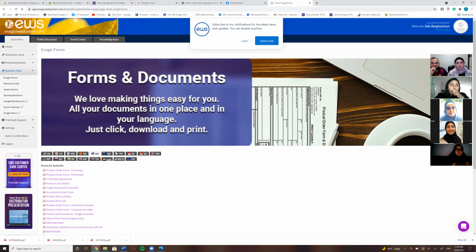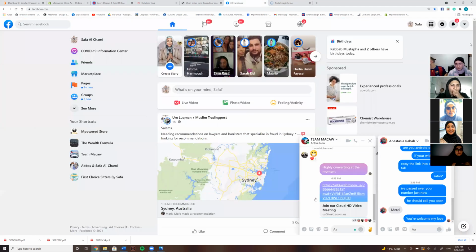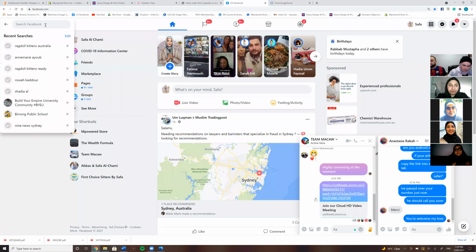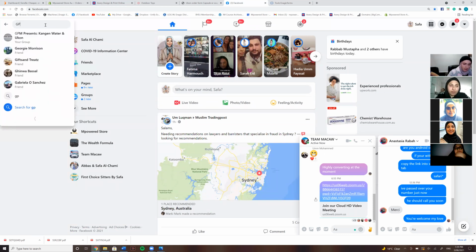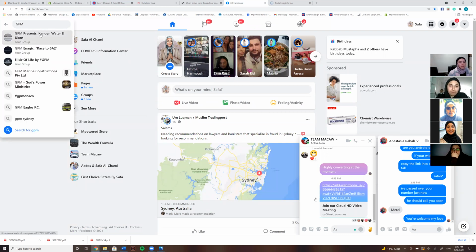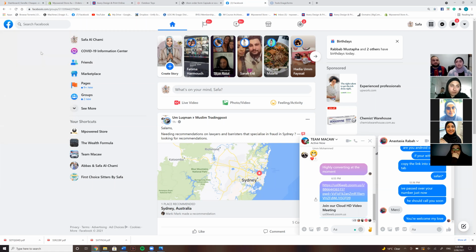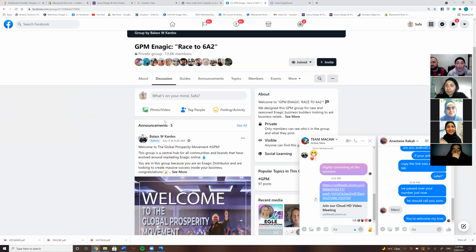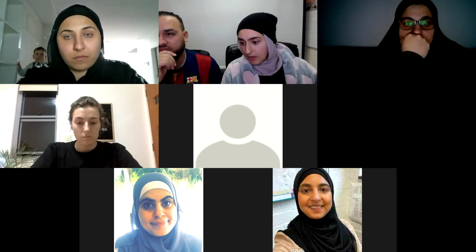Okay, there is another one that I want you guys to make sure that you're added to. GPM presents Kangan, Water, and Ukon. GPM Enagic Race to 6A. Everyone needs to be added into this. So if you're in this core and you're not added into this, and you have your Enagic machines, let me know and I'll add you guys in here. But yeah, otherwise, I've been playing a lot with that.